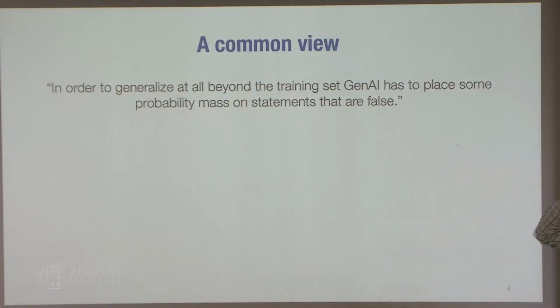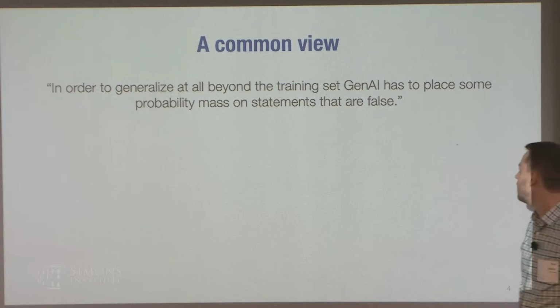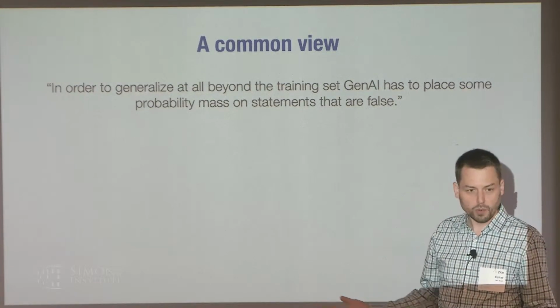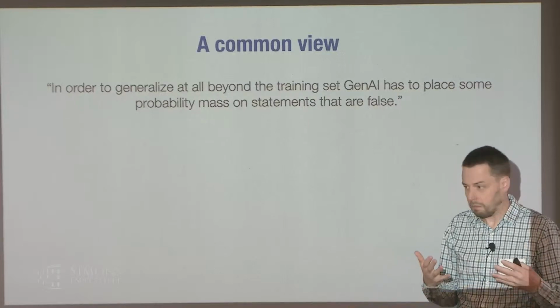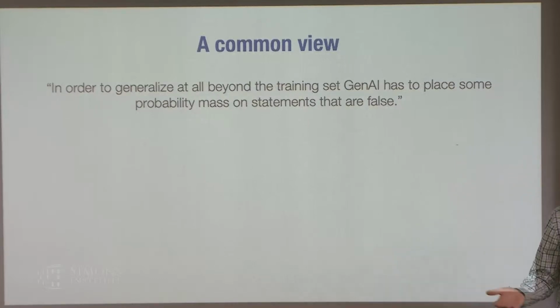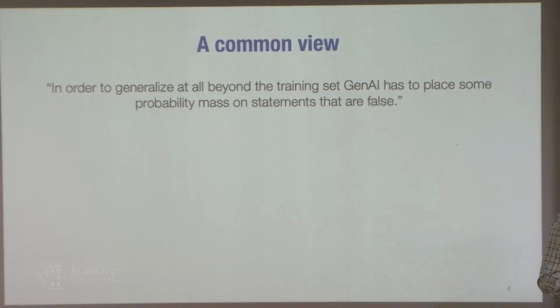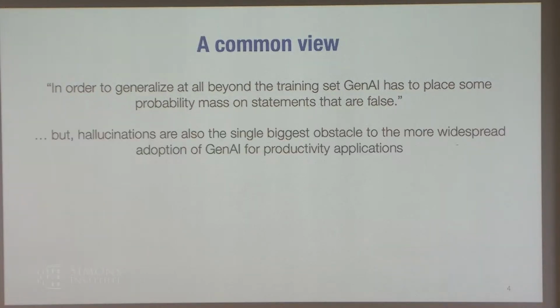But it does seem to a certain extent that, yes, if you are generating text that goes in any way beyond what you have seen before, you have to have some mass on things that are not true. So maybe hallucinations are just a fact of life when it comes to AI models. At the same time, though, I think it's also fair to say that this is the single biggest obstacle we have to a more widespread adoption of generative AI, right?